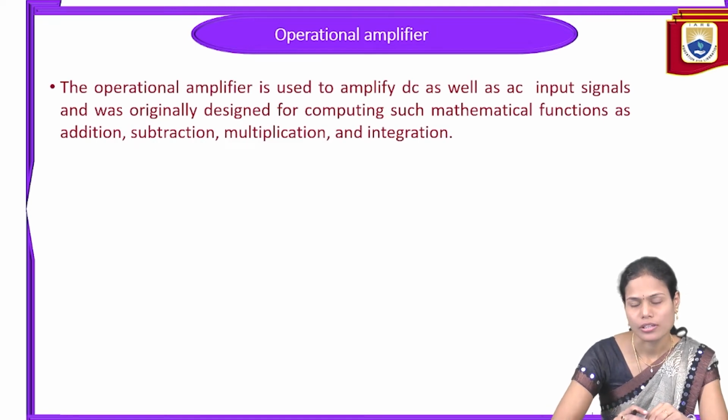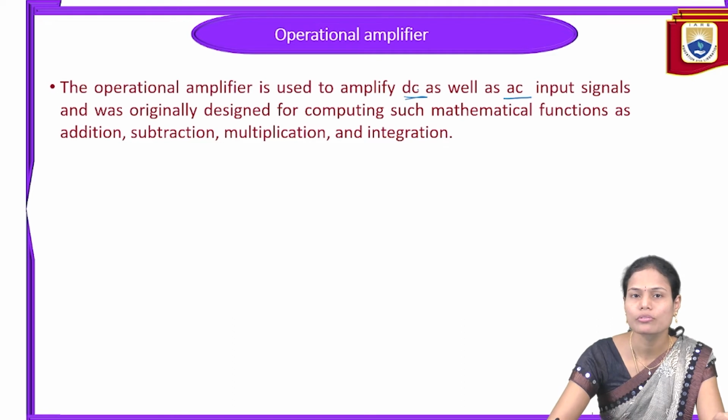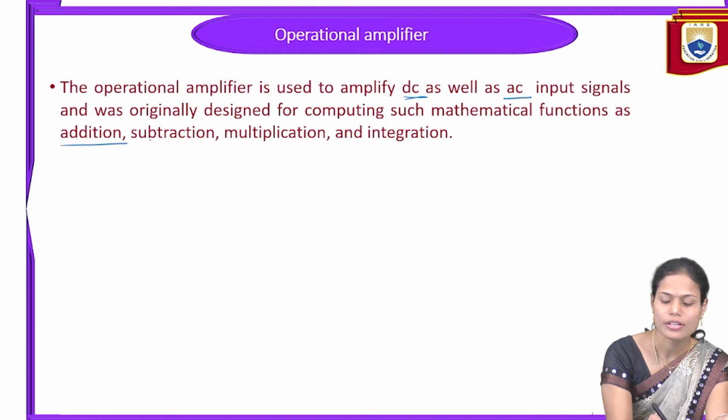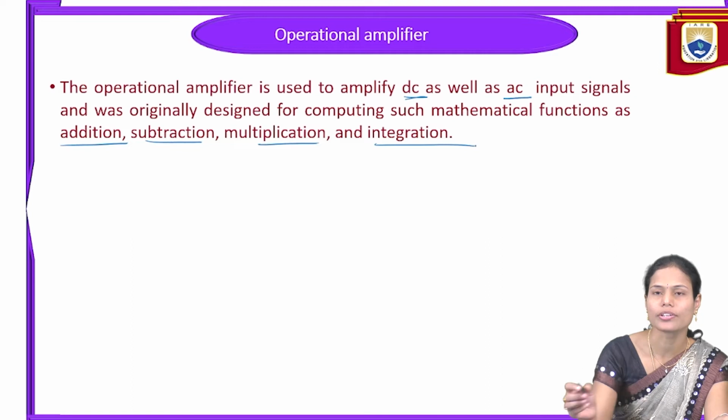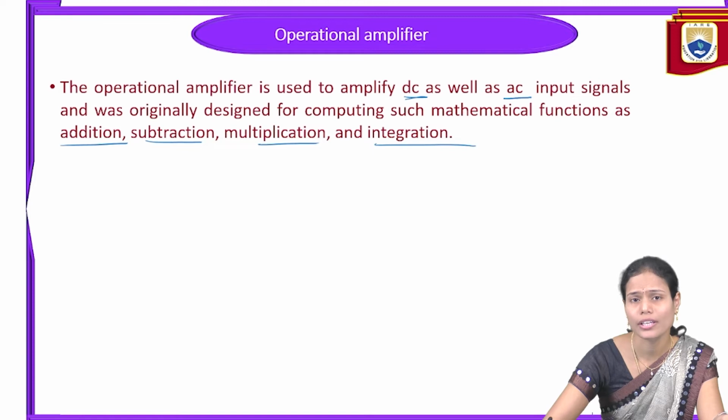Okay, what is the basic application of this operational amplifier? Here it is. This operational amplifier can amplify both AC as well as DC signals. That is also one of the major advantages of the operational amplifier. And it was originally designed for computing, such as mathematical functions like addition, subtraction, multiplication as well as integration. So it can amplify DC as well as AC signals, and it can perform all the mathematical operations.